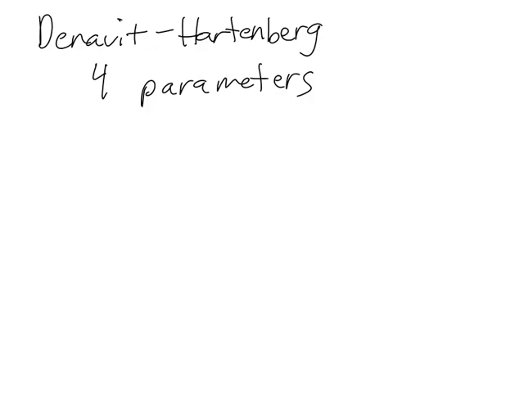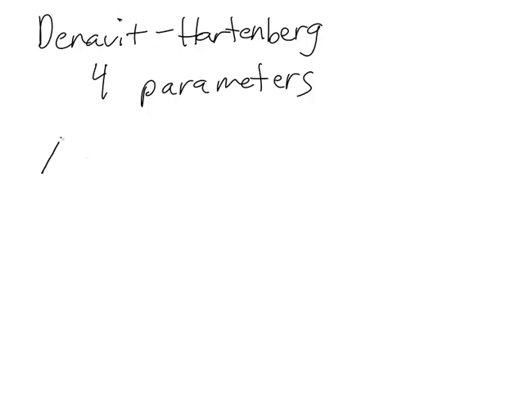This video is about the 4 Denavit-Hartenberg parameters. The context of this video, of these parameters, is that we're trying to find the homogeneous transformation matrix from one frame, which we'll call n-1, to the frame immediately after it, which we will call frame n.